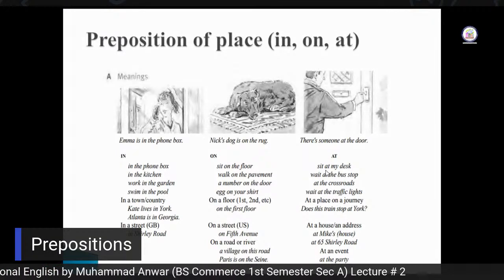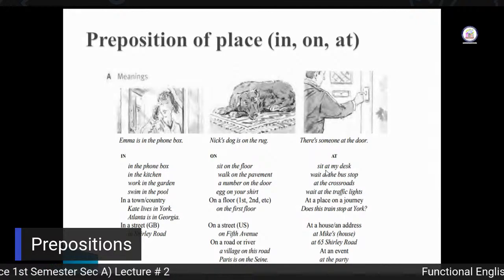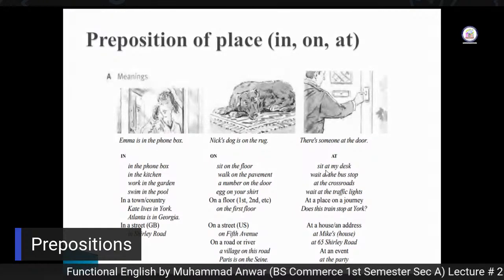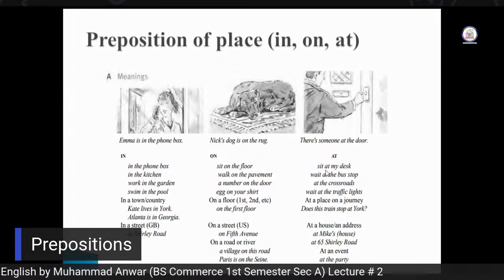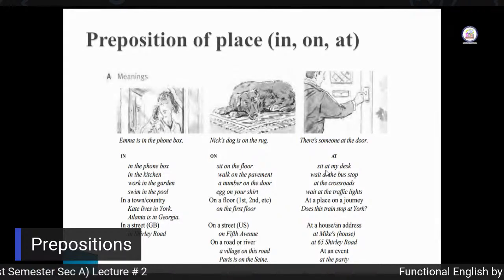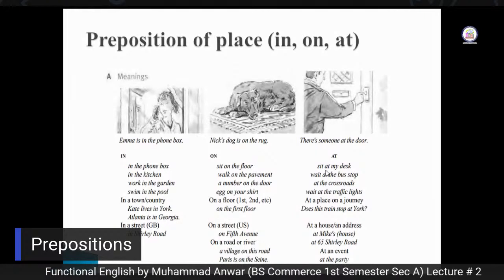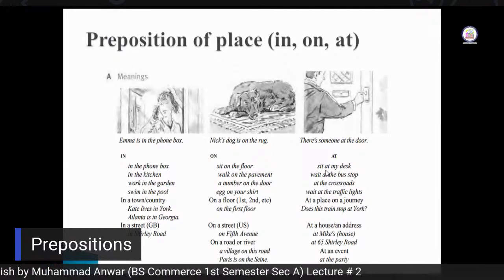Then we can see the use of on. On, of course, when you talk about surface, जब हम बात करेंगे किसी चीज़ की सतह की, surface पर कुछ है, so we use on. For example, sit on the floor. आप ये कभी नहीं कहेंगे sit in the floor, sit on the floor. Nice, यहाँ पे इस्तेमाल करेंगे under. So sit on the floor. Walk on the pavement.